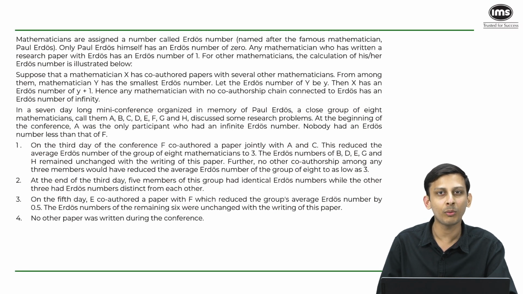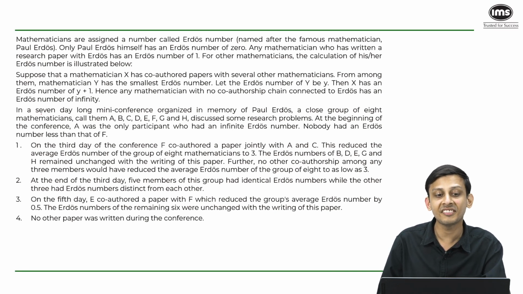So we can understand from this that someone who is not at all connected to Erdos in that chain of co-authorship will have an Erdos number of infinity. And if you have collaborated on a paper with Erdos himself, you will have an Erdos number of 1. Now, if you've collaborated with some person who has an Erdos number of 1, then you will have an Erdos number of 2. Okay, so your Erdos number will be 1 more than that.